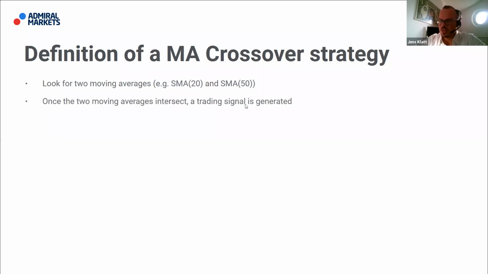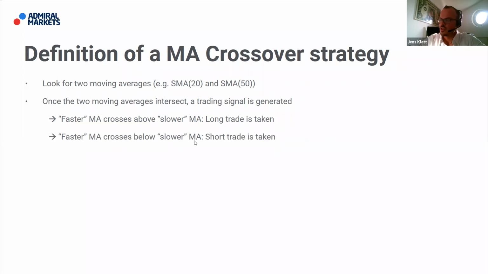And then you say, once the moving averages intersect, a trading signal is generated, which means the faster one, in this case the 20 SMA, if it crosses above the slower MA, then a long trade is taken. If the faster crosses below the slower MA, a short trade is taken. And this obviously works well in trending markets.